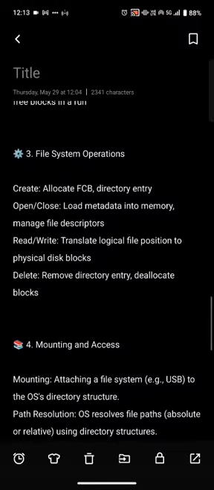Third one is file system operations. Let's understand what the file system operations are. First, create: allocate FCB and directory entry. Second, open and close: load metadata into memory, manage file descriptors. Third, read and write: translate logical file positions to physical disk blocks. Fourth one, delete: remove directory entry, deallocate blocks.